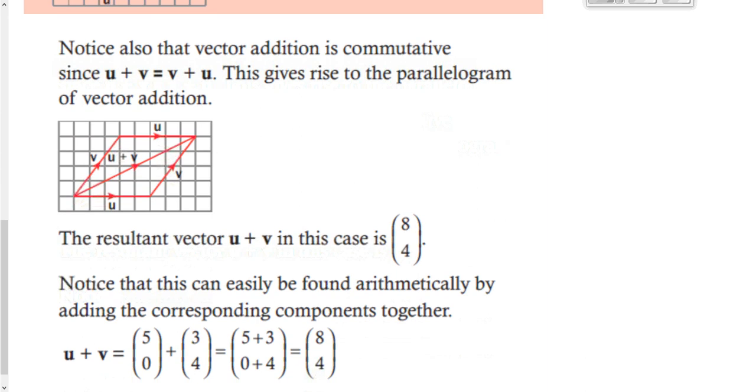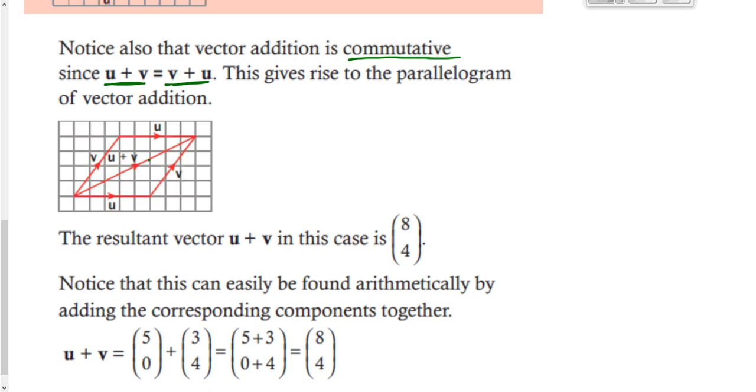Now, one thing to know when we're doing vector addition is that it is commutative, which means that order doesn't matter. So u plus v is the same as v plus u. You can see here, this is u plus v, and we have this resultant vector. And then we have v plus u, and it has this exact same resultant vector. You can see how that looks visually.